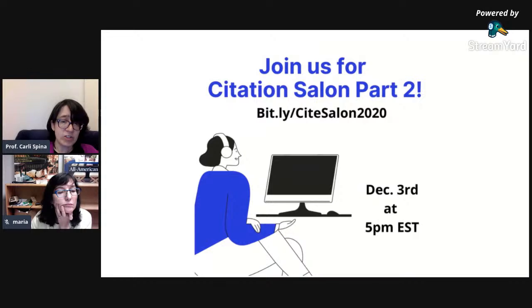And then for citation help, for answers to specific questions that you have or develop as you're doing your projects, you can also join us for part 2 of our Citation Salon. And that will be on Thursday, December 3rd at 5 p.m. Eastern Time. And this time it will be in a Google Meet so that it's easier to share our screens or for you to share your screen and for us to go through and look at your citations and offer you help and answer any questions you might have.